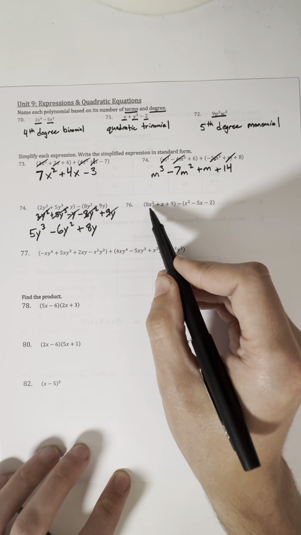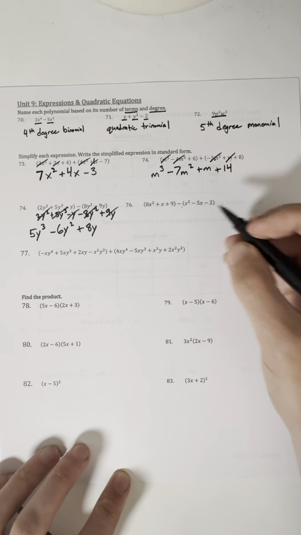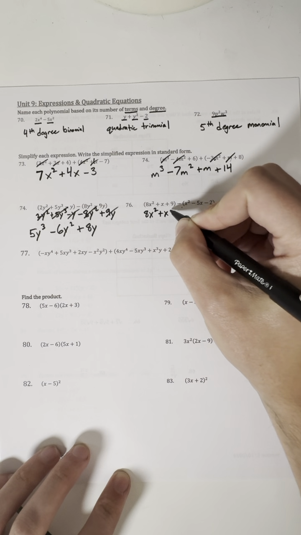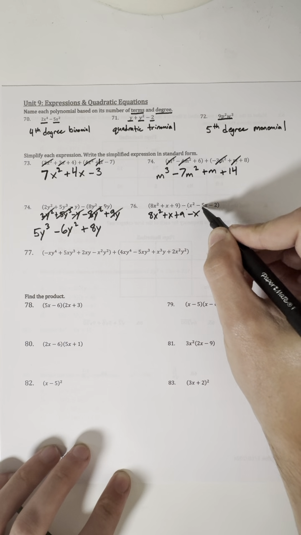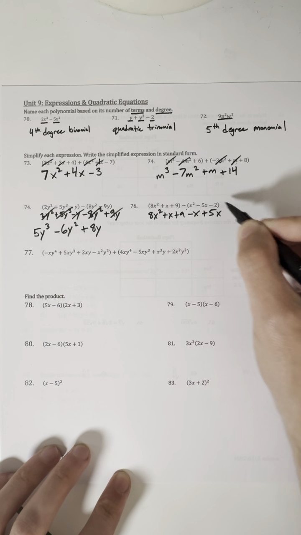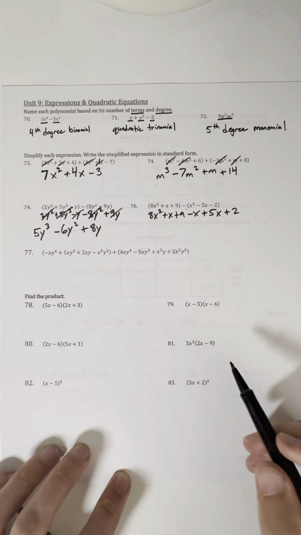For this one, 8x squared plus x plus 9 minus, so again we're subtracting, which means all these are going to flip. So 8x squared plus x plus 9 minus x, and then this distributes and flips to become plus 5x, and then plus 2. So all these ones get flipped.